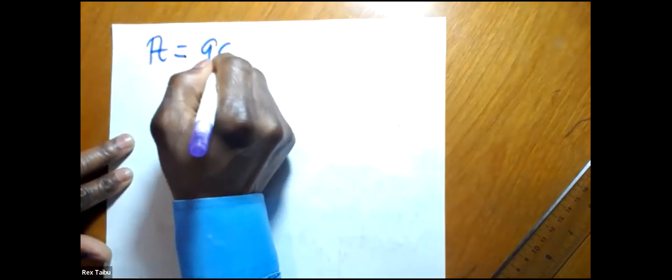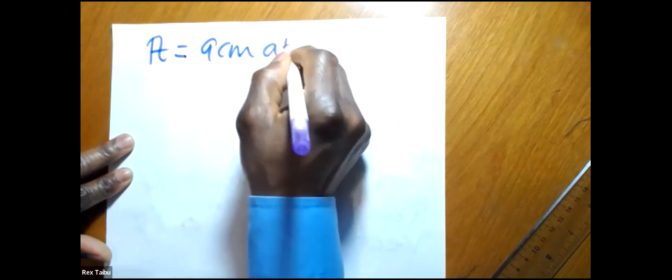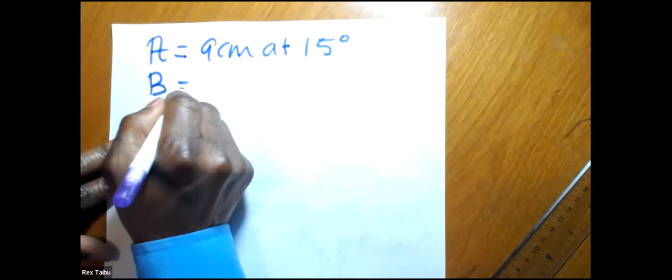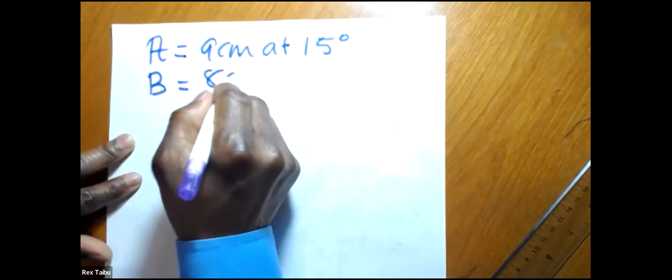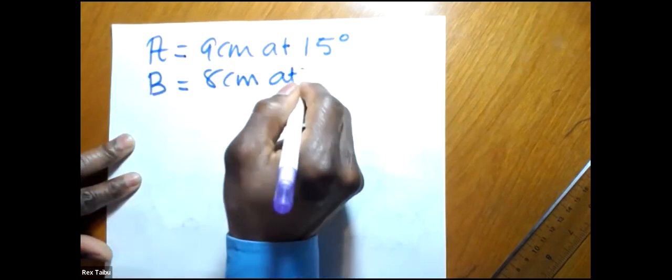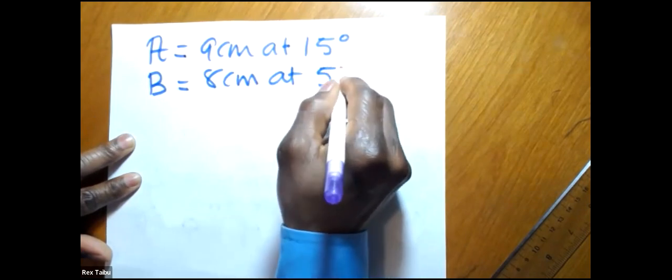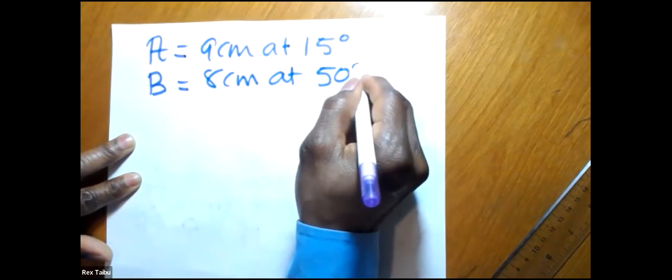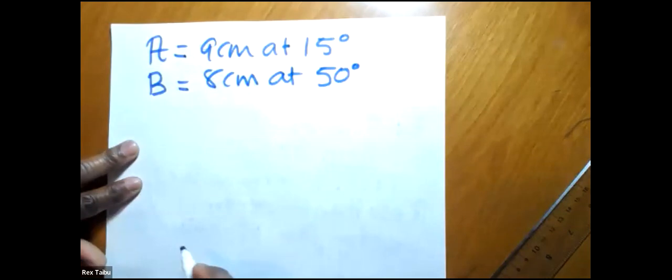Hello students, we are still adding vectors using the parallelogram rule. Here we have two vectors. Vector A is 9 centimeters at 15 degrees, and vector B is 8 centimeters at 50 degrees. So what is the vector sum of the two?